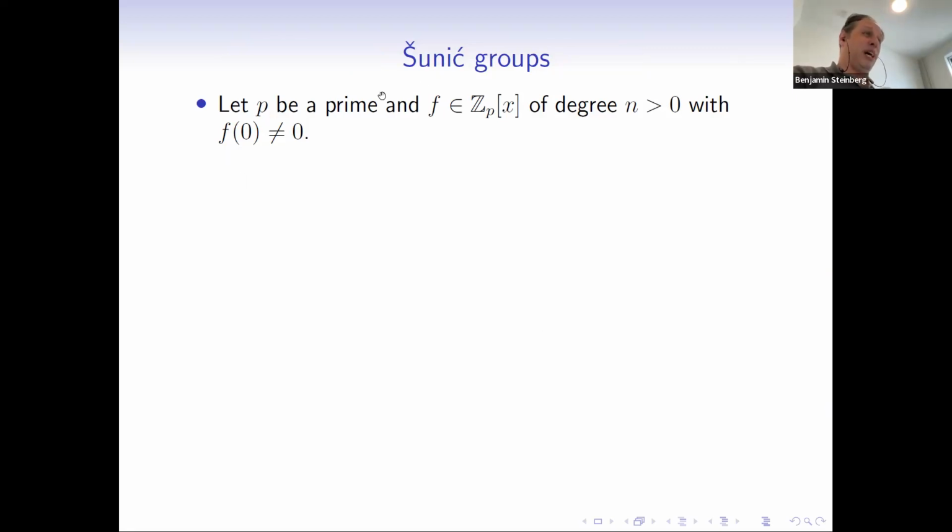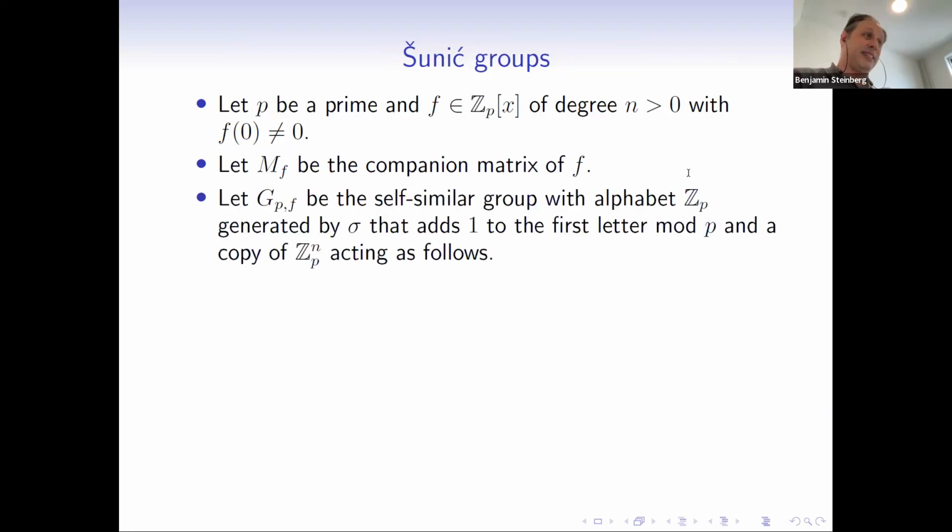Okay, so let P be a prime number, and let F be a polynomial over Z mod P. That's not the p-adic integers, that's Z mod P, of degree n greater than 0 with non-zero constant term. And let MF be the companion matrix of F. Because the constant term is non-zero, this is an invertible matrix.